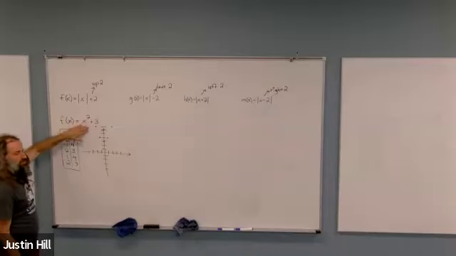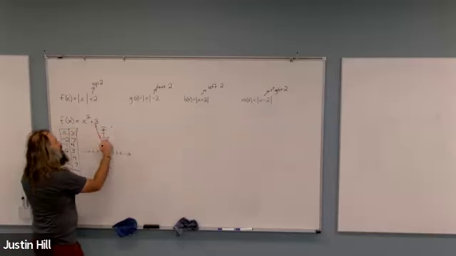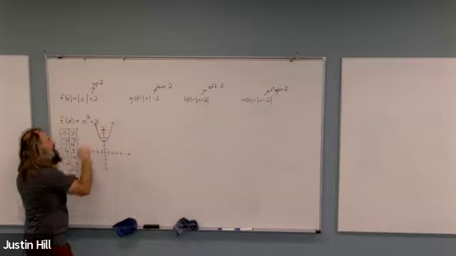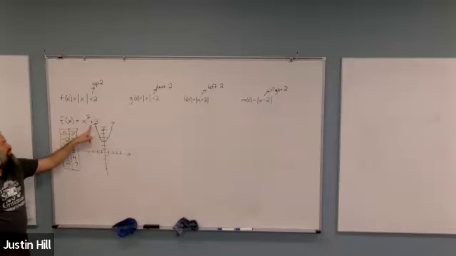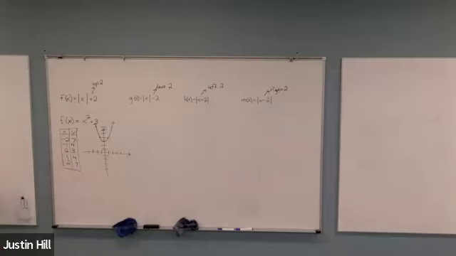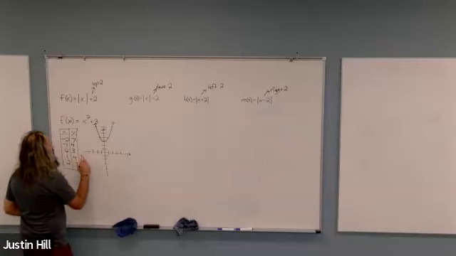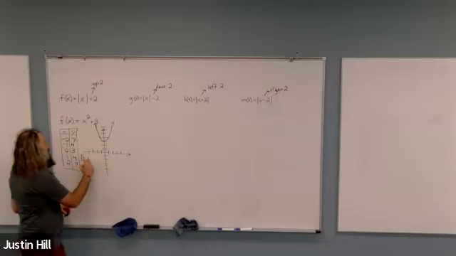Every time I have an X squared, I'm going to have a U. And notice that this U is moved up 3 compared to the X squared that we got on Tuesday. So this plus is really every time. It doesn't matter what function you're looking at, a plus outside always moves it up. That's going to hold. What is the domain of this? Negative infinity to positive infinity.